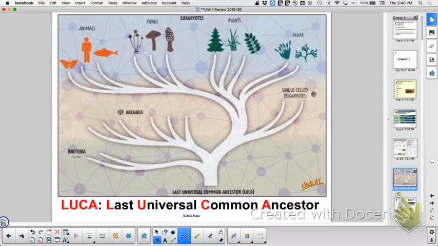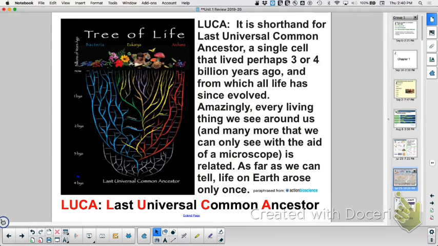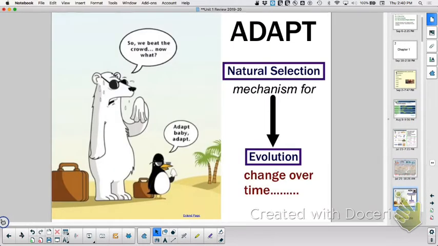All right. Look, LUCA, last universal common ancestor, right? Similar things in our DNA. Similar sequences. We have similar proteins that were coded for by the same type of DNA. We have similar errors in many different organisms. We're going to spend more time later talking about that. Last universal common ancestor. Okay.